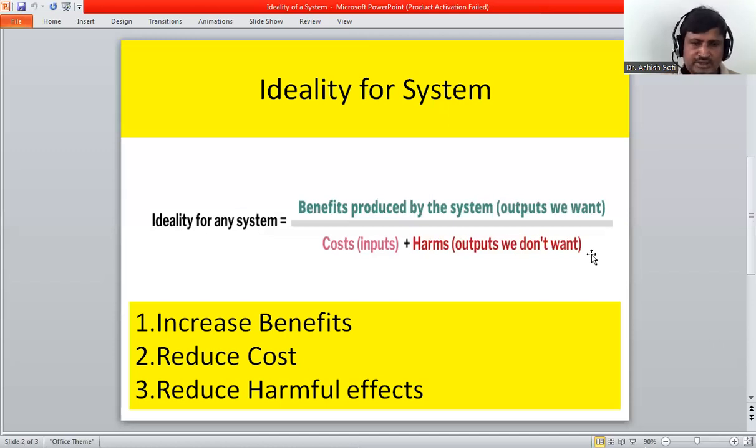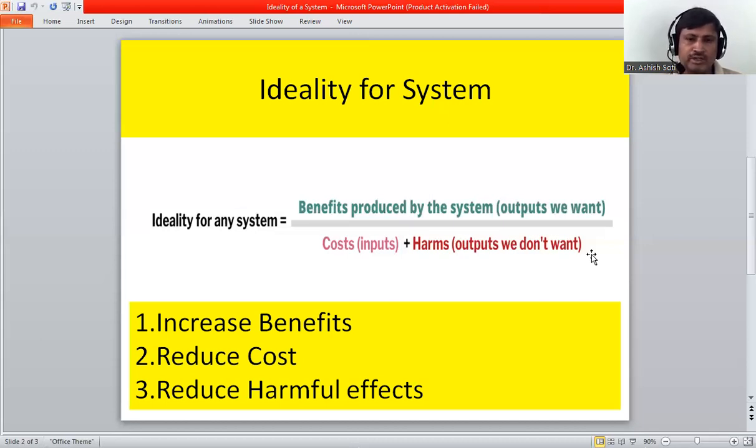It can be a manufacturing system, a product, a process, a service system, a service process, an academic process. Try to see what is the present ideality of the system and what are the components, that is, what are the outputs coming out of the system, what is the cost of input, and what harmful effect my system or my process is producing. If I play with any of these, I can improve the ideality. So try to evaluate the ideality of your system at present and try to see, can I improve the ideality of my system? This can be a good exercise to start with understanding the meaning of innovation.